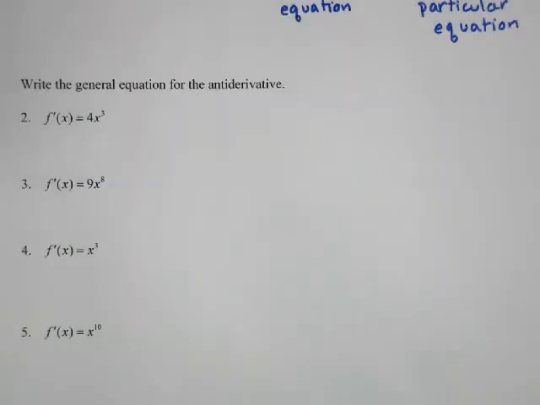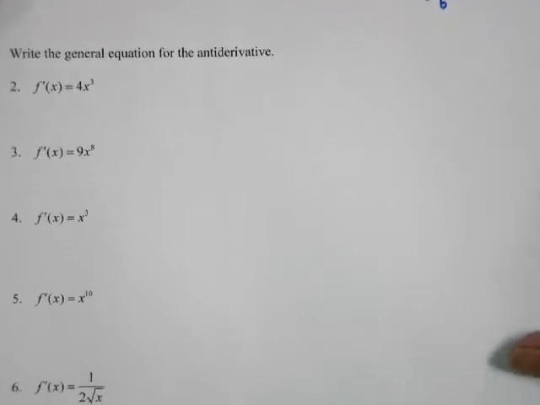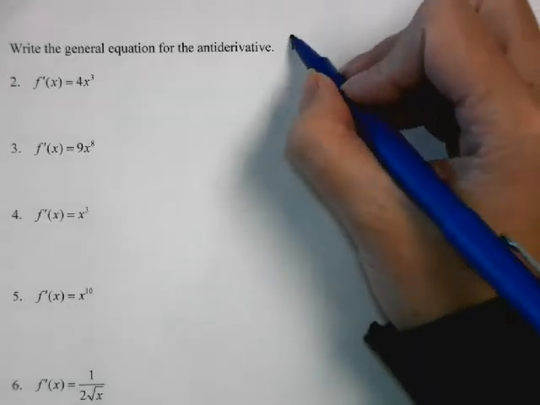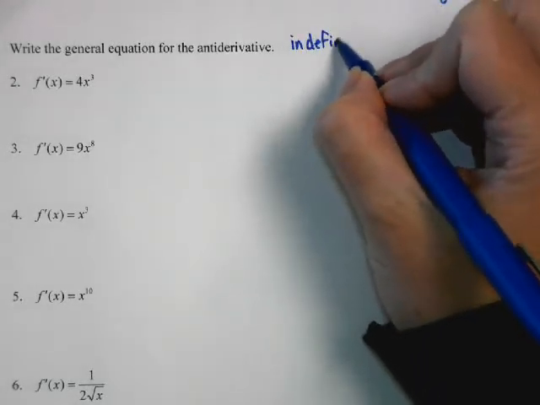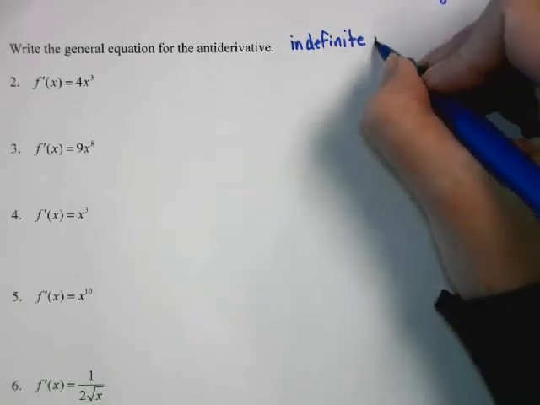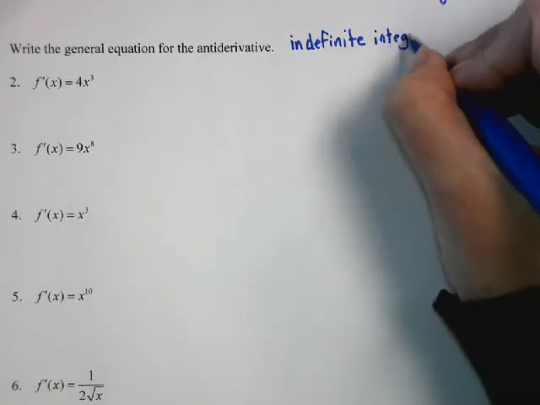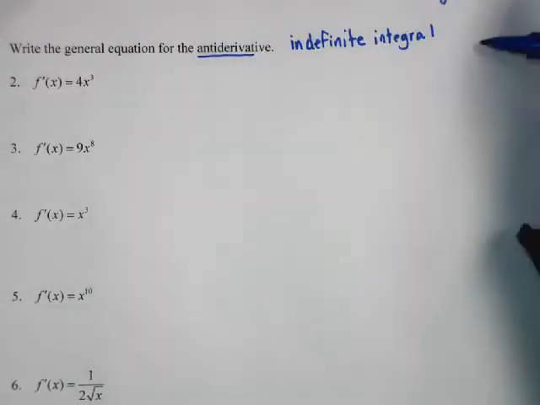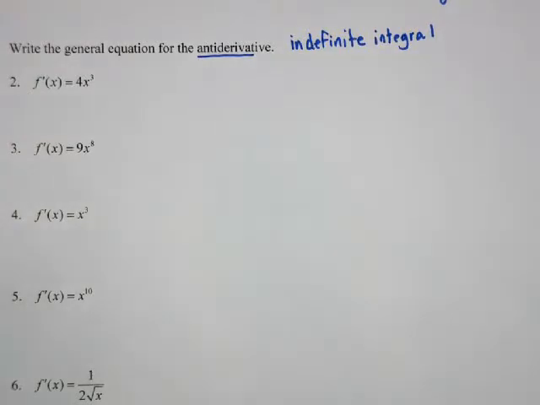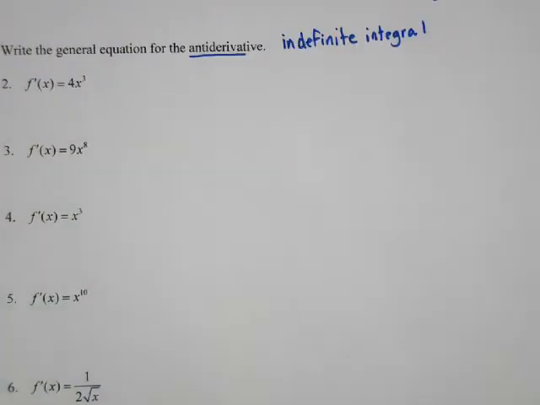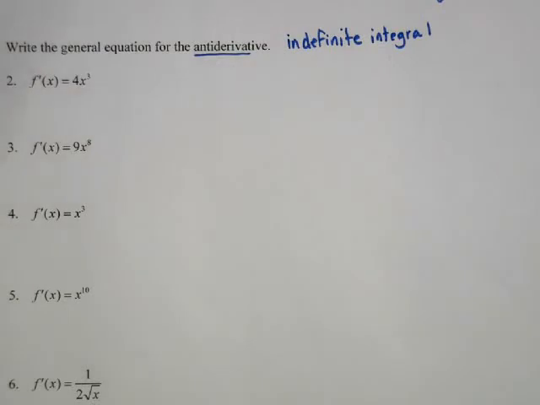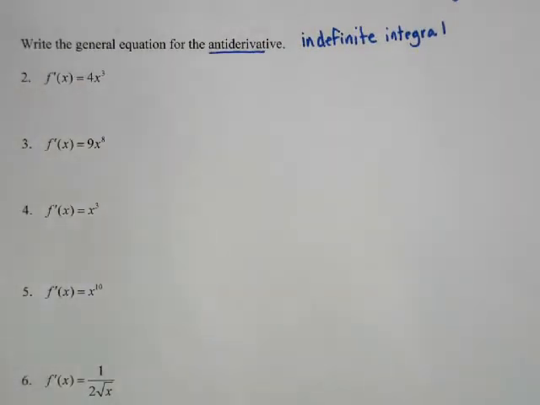Okay, so we're going to find the general equation for the antiderivative. Another name for this is called an indefinite integral. So antiderivative and indefinite integral are the same thing. For right now, because we haven't gotten to integrals yet, integrals are the other half of calculus. We've got derivatives and integrals. We'll just call it the antiderivative. We are undoing the derivative.